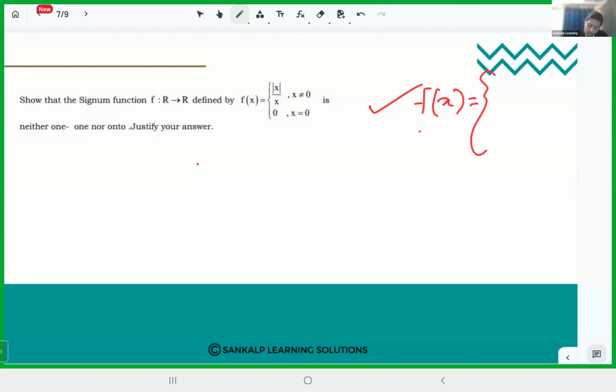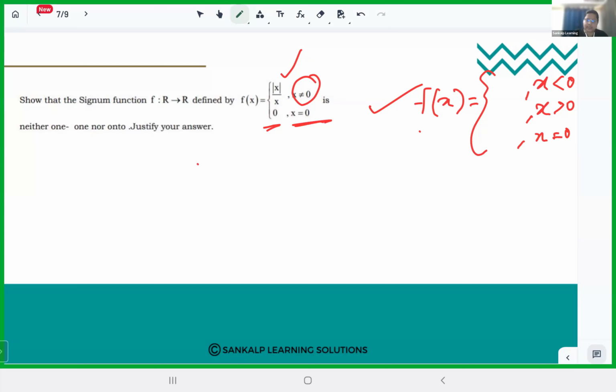So here they have given that when x is not equal to 0, the function is defined as mod x by x. X not equal to 0 means x can be less than 0 and x can be greater than 0. There itself there are two cases, right? First case, x less than 0. Second case, x greater than 0. And the next case is x equal to 0. That is, when x is 0, the value of the function is also 0.